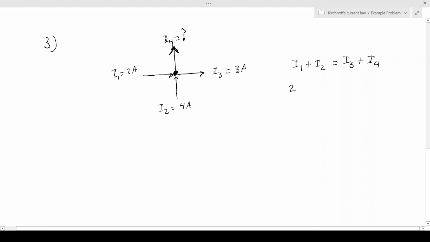So we get 2 plus 4 amps is equal to I3, which is equal to 3 amps, plus I4, which we don't know. And we're going to evaluate our equation. We get 6 is equal to 3 plus I4. We use a little bit of algebra to isolate I4. We subtract 3 from both sides, and we get I4 is equal to 3 amps.